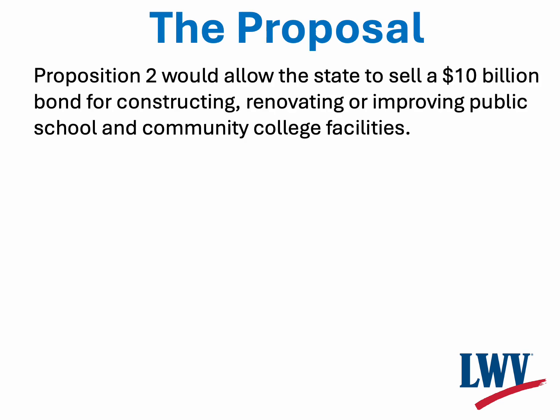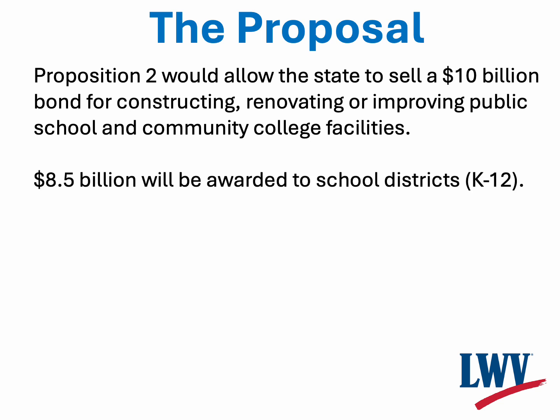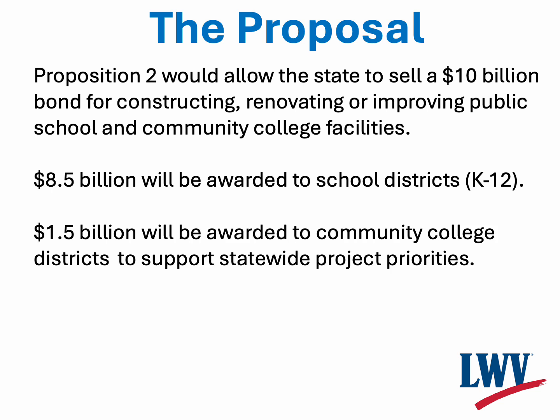Proposition 2 would allow the state to sell a $10 billion bond for constructing, renovating, or improving public school and community college facilities. Of the $10 billion raised, $8.5 billion will be awarded to school districts K-12 for renovation projects, new construction, career technical educational facilities, and/or for charter school facilities. Some funds will be set aside for small districts. $1.5 billion will be awarded to community college districts to support statewide project priorities.